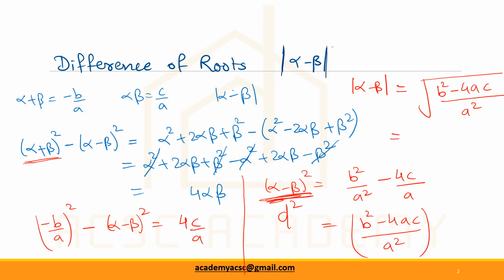Now we already know that this expression b squared minus 4ac corresponds to the determinant D. So we can replace that with D. So it will give us root of D upon a.